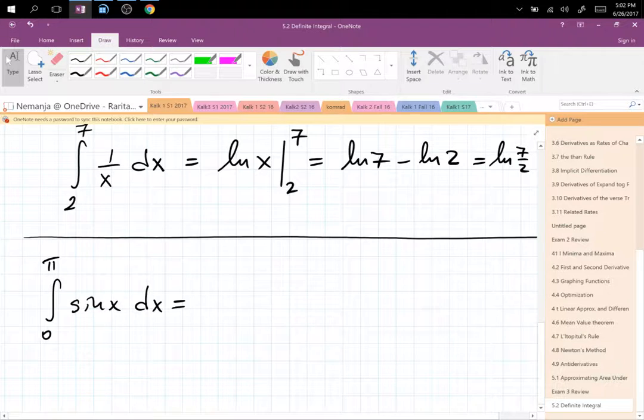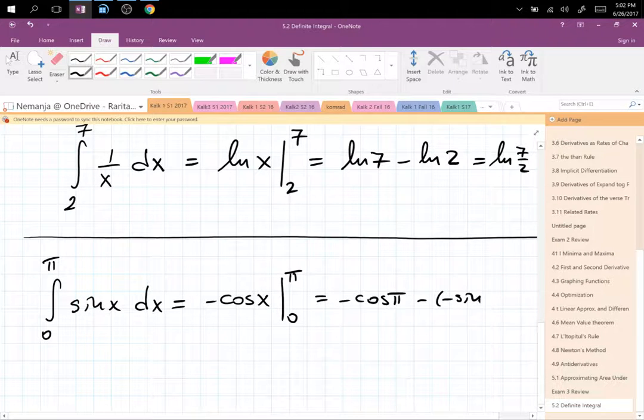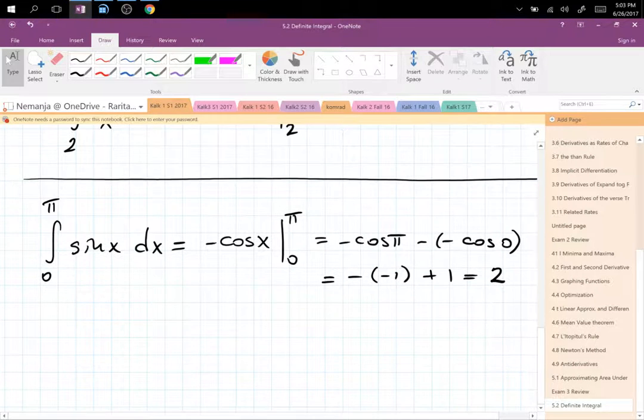What's the integral of sine? Negative cosine. Very good. And then we have 0 to pi. So we have negative cosine of pi minus negative cosine of 0. Which is negative 1. Cosine of pi is negative 1. So negative 1 plus 1, altogether 2.